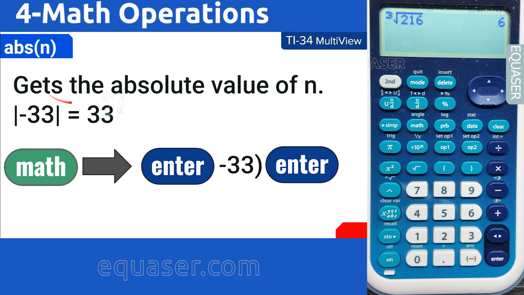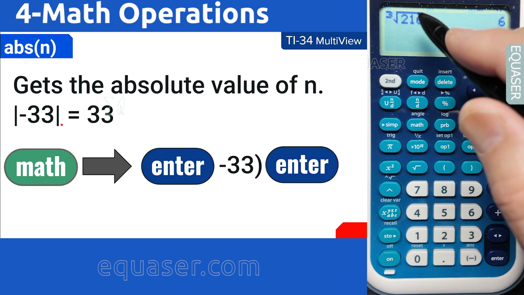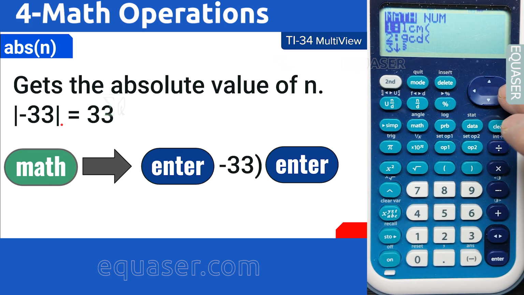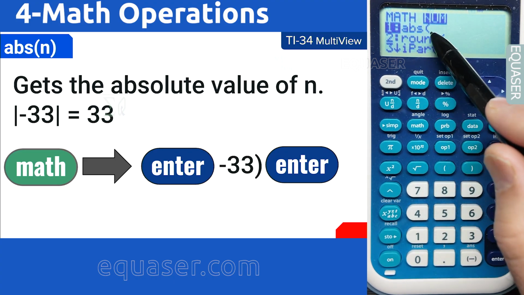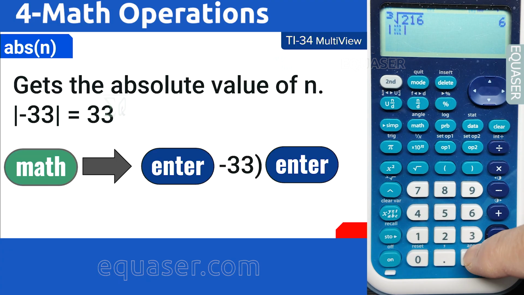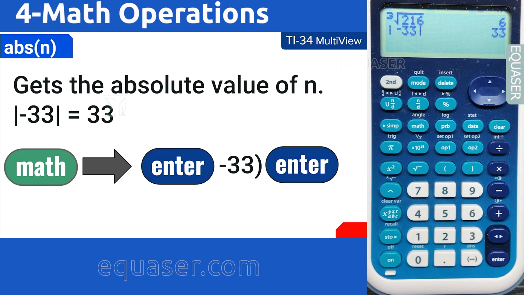ABS gets the absolute value of n. If you need magnitude or absolute value, you need to put it inside the bar. To access that, we press math, and now we are moving to the number menu. We come here, 1 is absolute, and here we enter minus. For the minus, we press this minus 33, for example, and we get the absolute value.